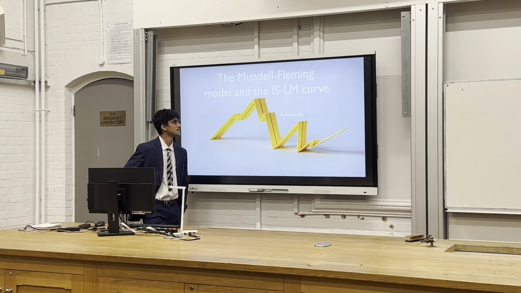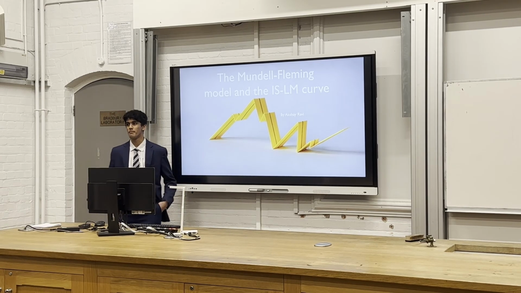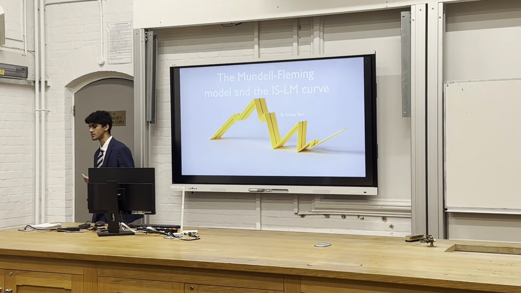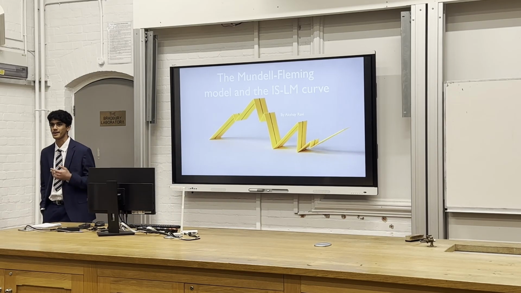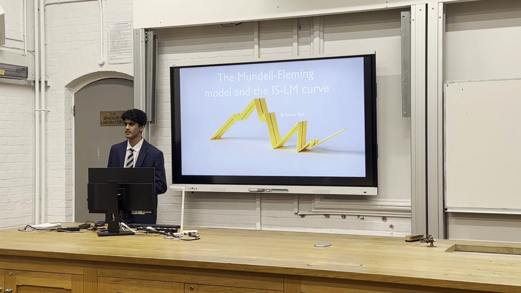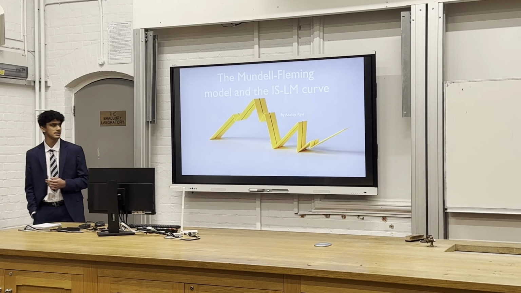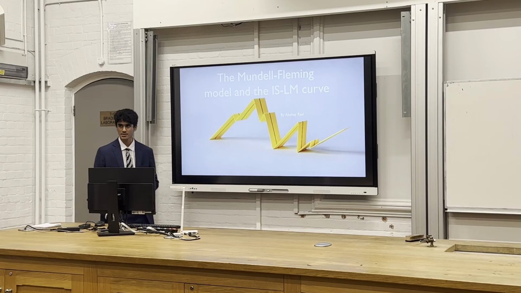Alright, so today I'm going to be presenting about the Mundell-Fleming model and the ISLM curve. These are both macroeconomic models that the government can use to see the effects of fiscal and monetary policy on the economy. The ISLM curve is quite old, it's like 1937 I think. John Hicks made it, working off the work of John Maynard Keynes. And yeah, these are pretty essential to macroeconomic modelling.